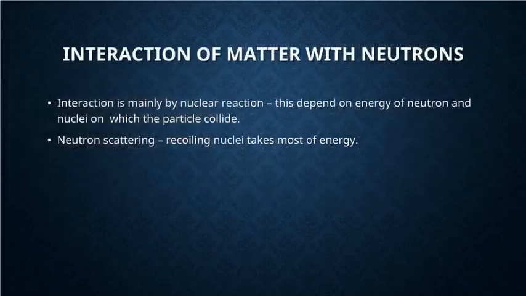And what about neutrons? How do they interact with matter? Interaction of neutrons with matter is mainly by nuclear reaction, which depends on the energy of the incoming neutron and the nuclei with which the particle collides. This is the predominant interaction. Neutron scattering is the other possibility. In this case it is the recoiling nuclei that take most of the energy.